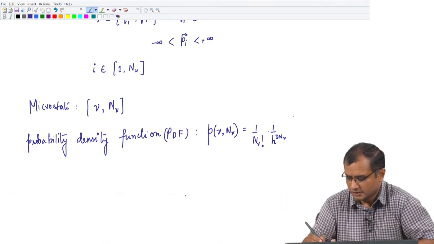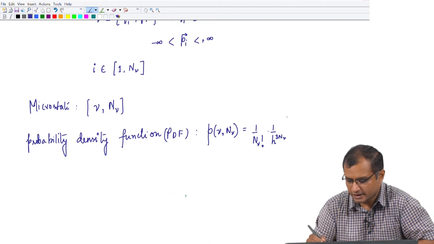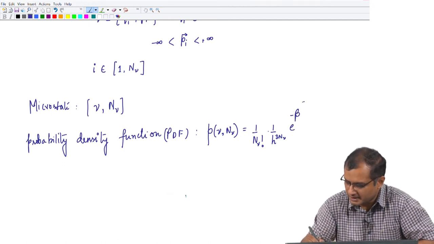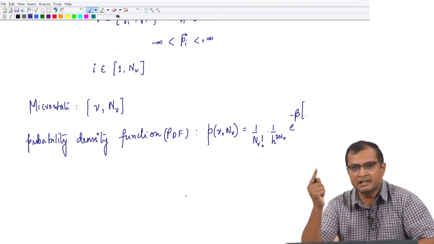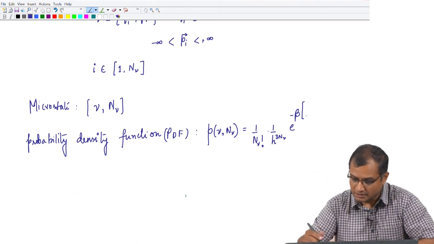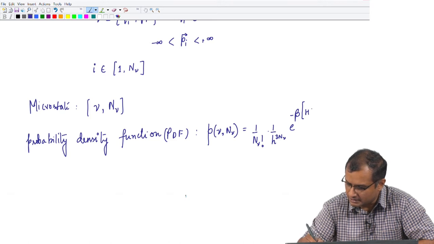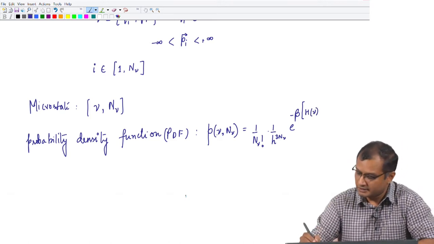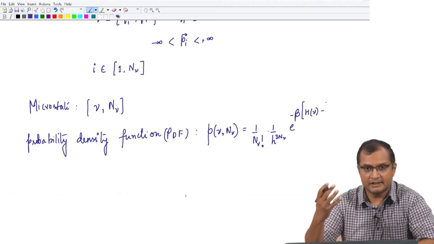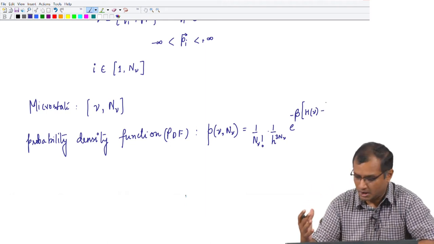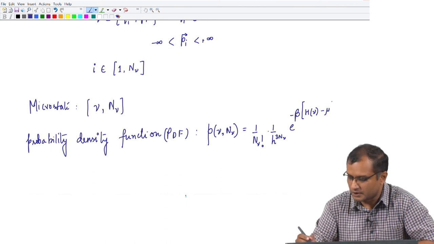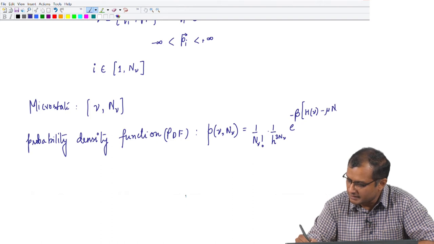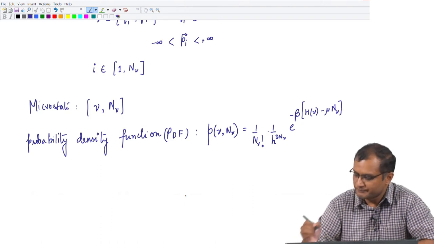Okay. So, then I have to take the Boltzmann factor e to the power minus beta times the relevant energy scale of the problem. The relevant energy scale is the Hamiltonian corresponding to the microstate that we are focusing on, minus the chemical work, which is the chemical potential that is held constant by the reservoir times the number of particles in that microstate.